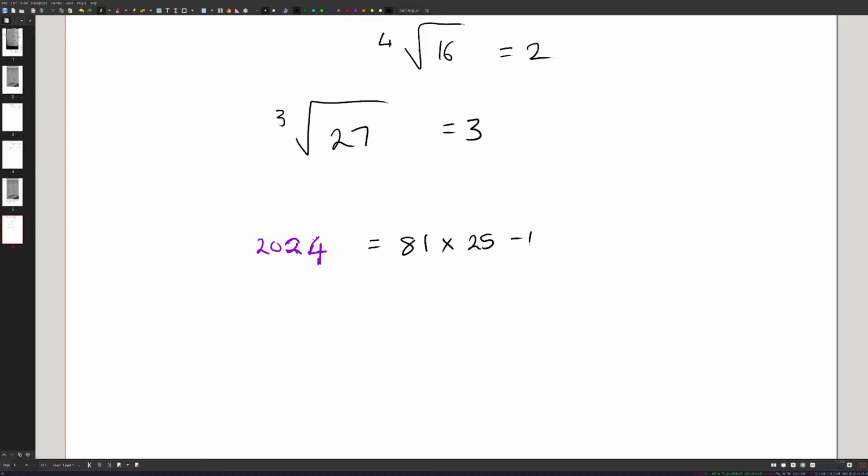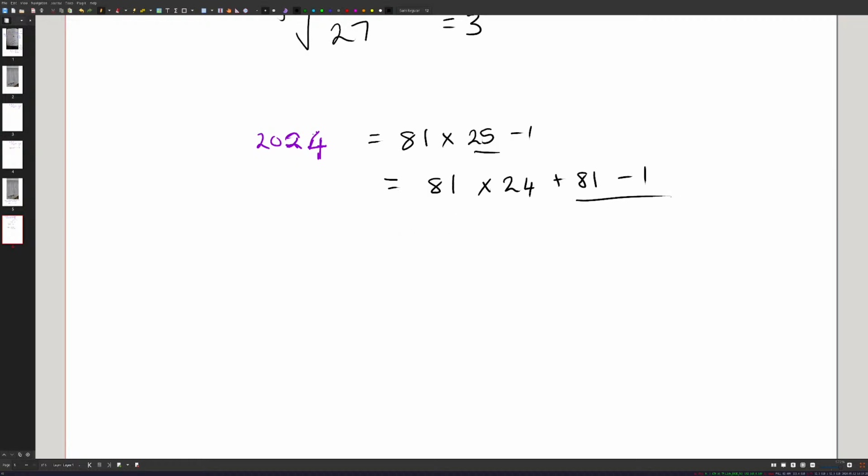So 2024 is almost 24 times 81. This is 81 times 24 plus 81 minus 1. And so we actually just want the remainder when 80 is divided by 24. 3 24s gives us 72. So this is 84 times 24 plus 8. So the remainder when you divide 2024 by 24 is apparently 8.